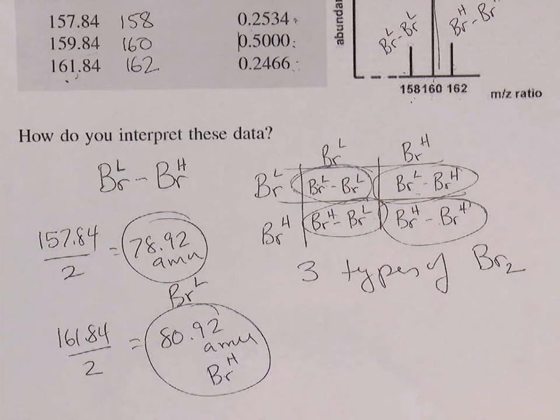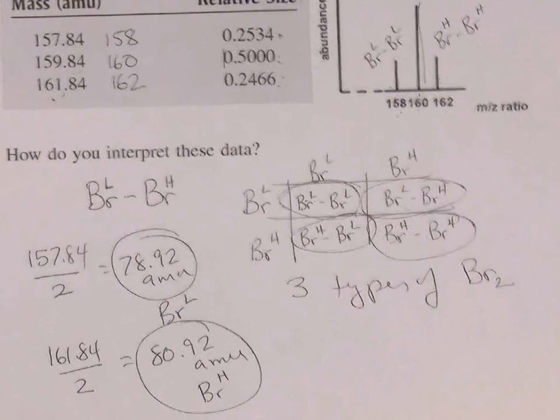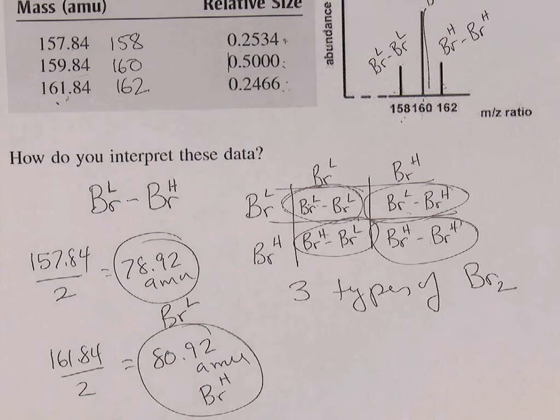Okay? Now, could we go even further? Could we say what the abundances were for the two isotopes? We know the abundances of the molecules. Could we actually figure out the abundances of the two isotopes? I'll stop there and let you see if you could figure that out.